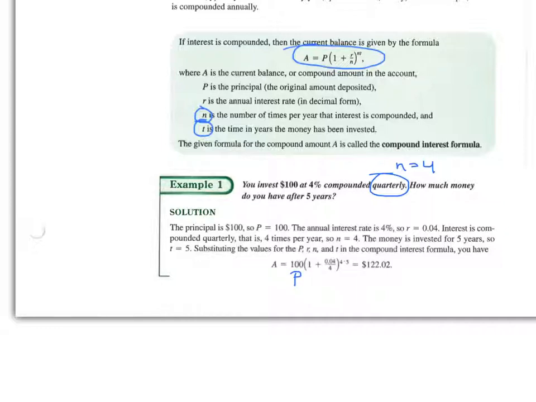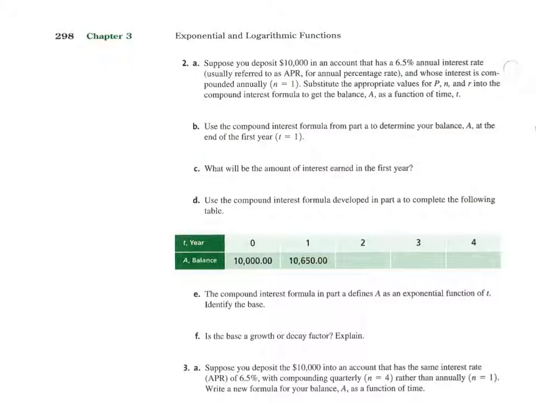There's our 1. I'm just putting the formula underneath. 0.04 is the rate. N is 4 and T is 5 years. So after 5 years, I would have $122.02, compounded quarterly.